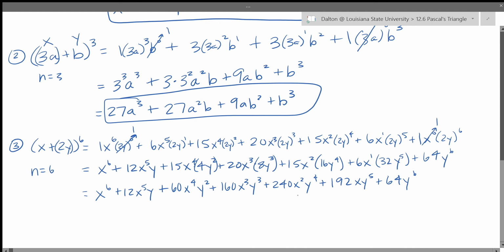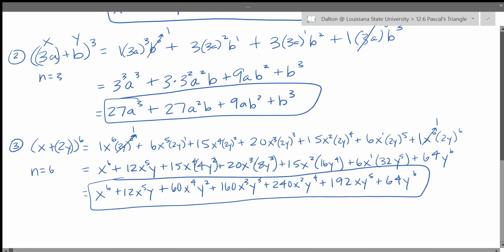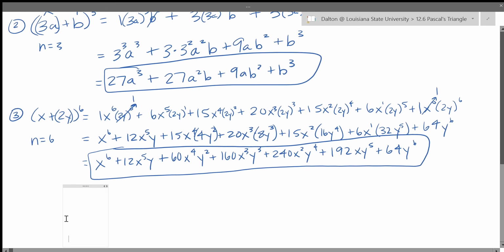So this is the expansion of that crazy binomial. Could you imagine if I had asked you to actually do that by hand without Pascal's triangle? That would be a nightmare. So Pascal's triangle has implications beyond what we're going to talk about here, but I at least wanted to introduce it to you because it will probably come up later in classes beyond this one.